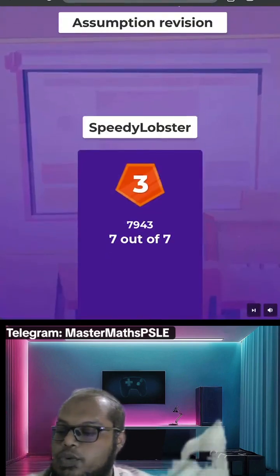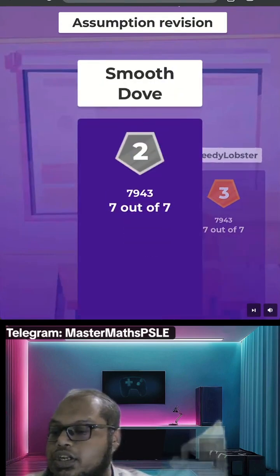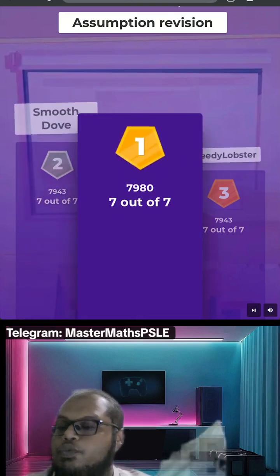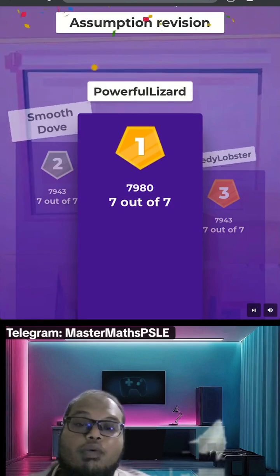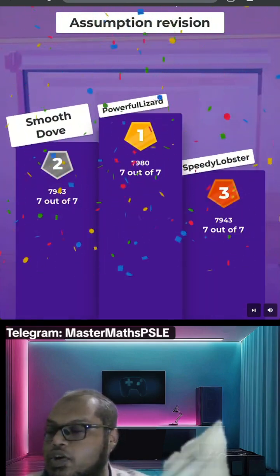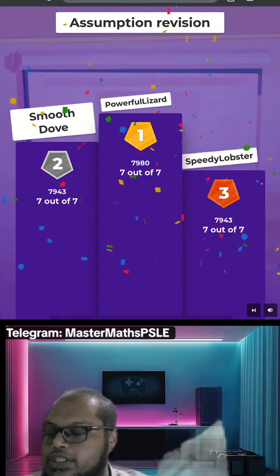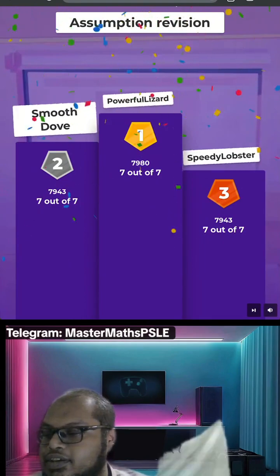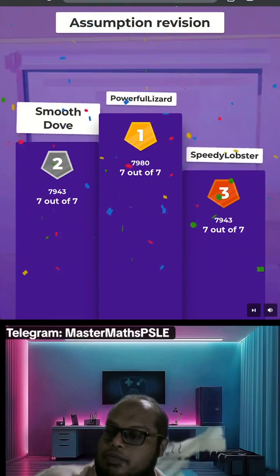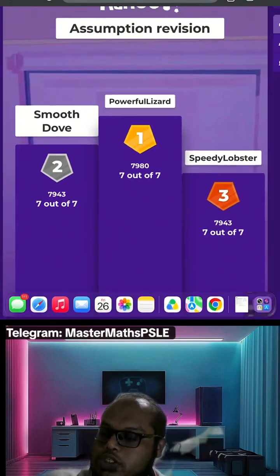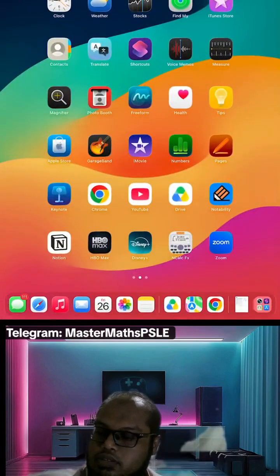Number 3, with a score of 7 out of 7, very good, is Speedy Lobster. Number 2 is the Smooth Dove. And number 1, also with full marks, is Powerful Lizard. Very good. And number 4 and number 5, you got the Victorious and the Snowy. Went too fast. Now let's go on to the solutions.